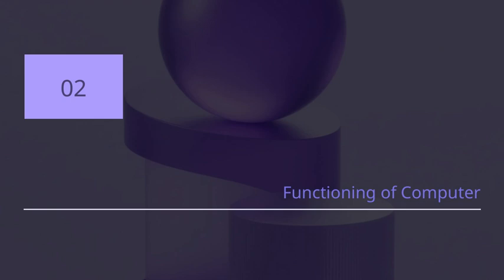After processing, the computer may store the results in storage devices such as a hard drive or SSD, or send output to devices like a monitor or printer. This entire process, input, processing, storage, and output, happens very rapidly, allowing us to perform complex tasks seamlessly. Understanding this functioning helps us appreciate how computers are so powerful and versatile, supporting everything from simple calculations to complex simulations. It's this smooth coordination of components that allows computers to serve as incredible tools in our daily lives and work.